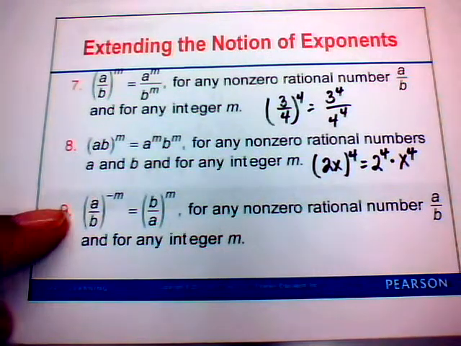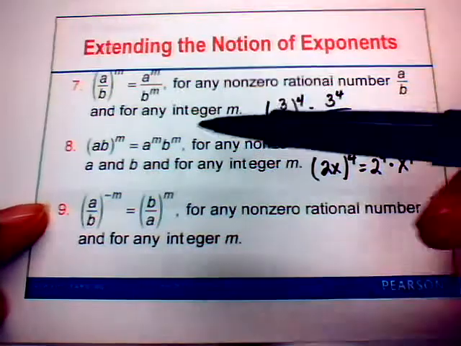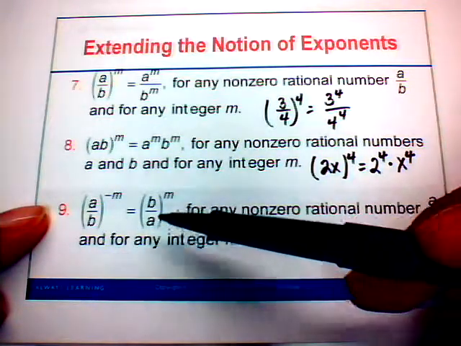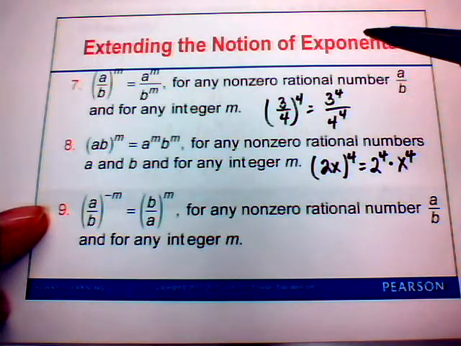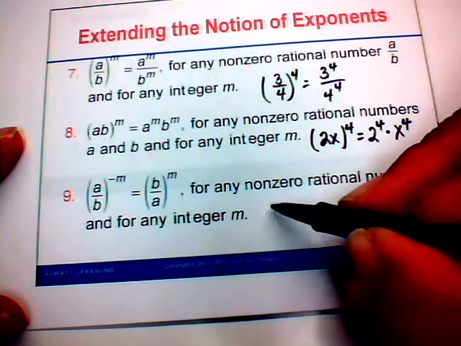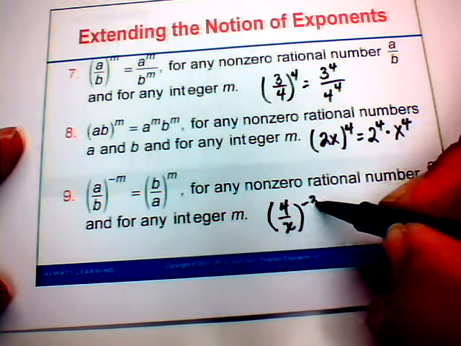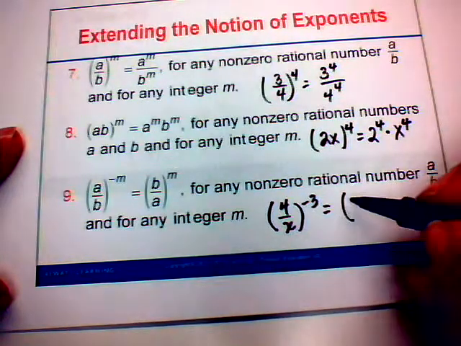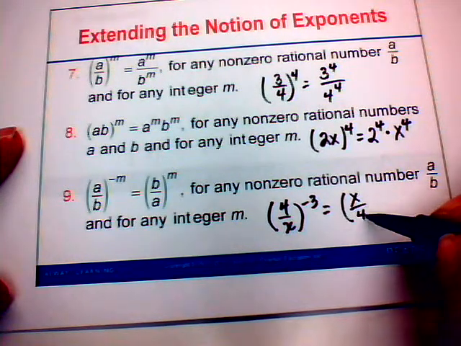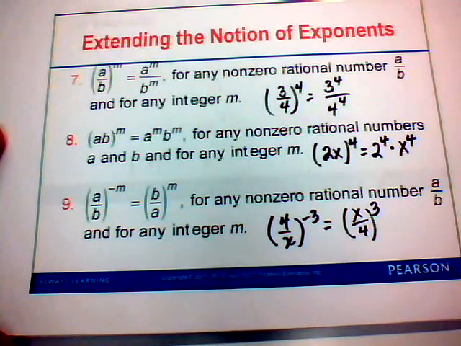Number 9, this one has a negative exponent. You have the quotient raised to the negative exponent. This we can write as the reciprocal of a over b, which would be b over a, raised to the positive exponent. Okay? So if I have 4 over x, and that's raised to the negative 3, I can rewrite that as simply taking the reciprocal of 4 over x, which is x over 4. And then that negative 3 will change to a positive 3.